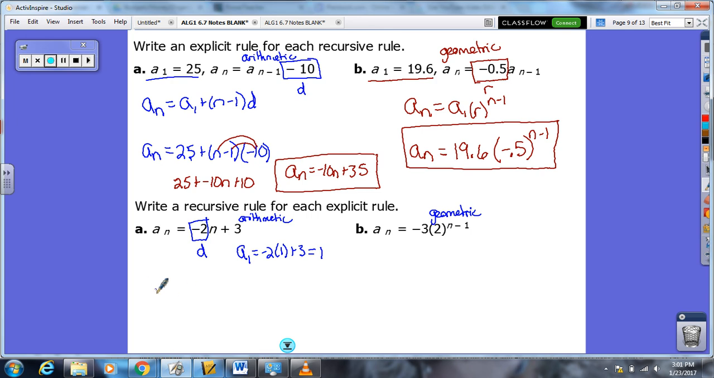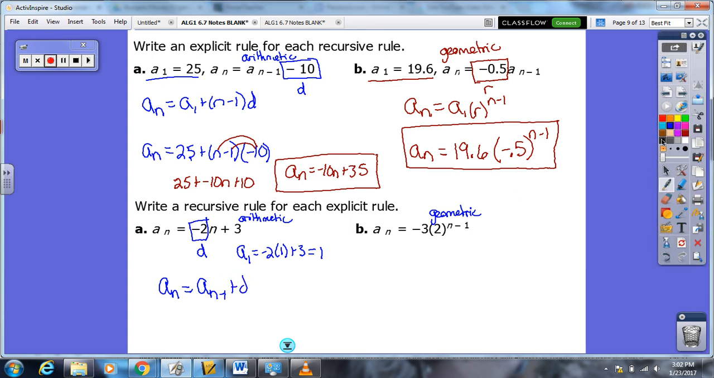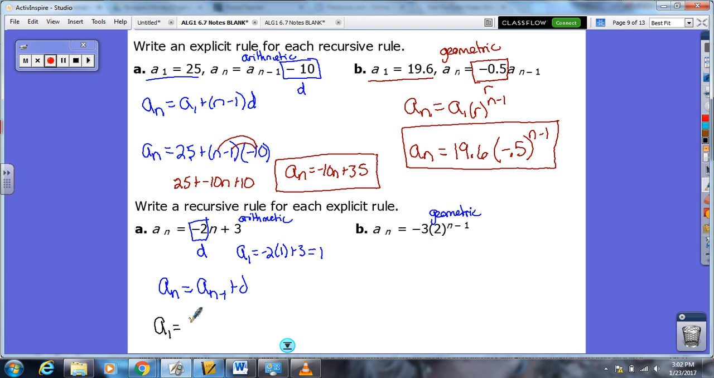So we're trying to write the recursive rule. The recursive rule for arithmetic is a sub n equals a sub n minus 1 plus d. Remember, if it's recursive, you have to state your first term. Your first term is 1, and then you give your recursive formula. a sub n minus 1, remember the difference was negative 2, so you can put plus negative 2, or most people will just put minus 2.